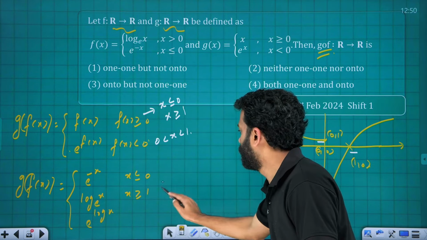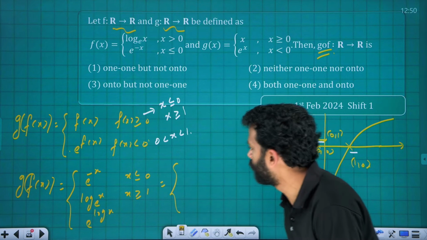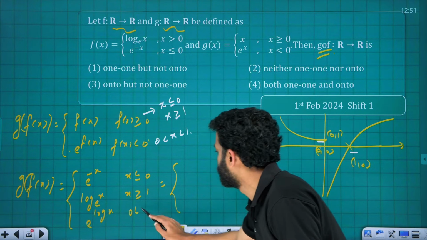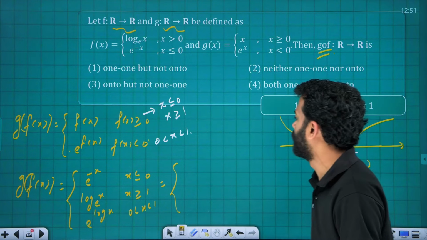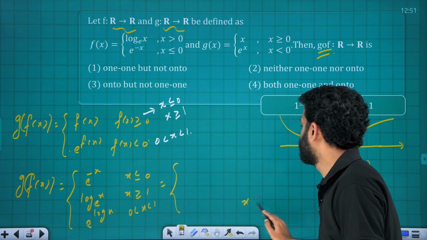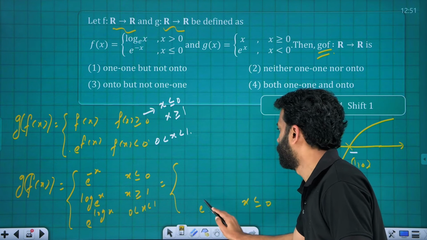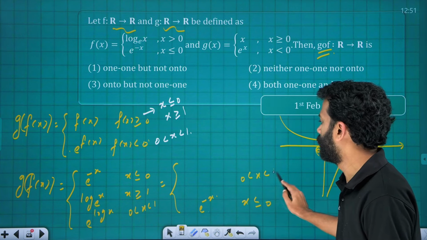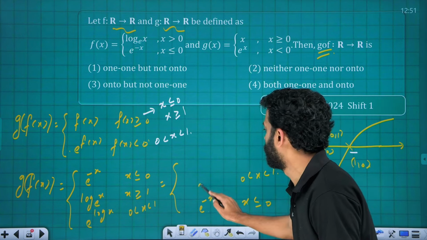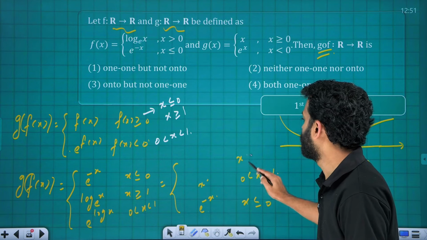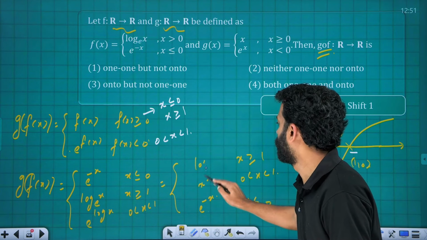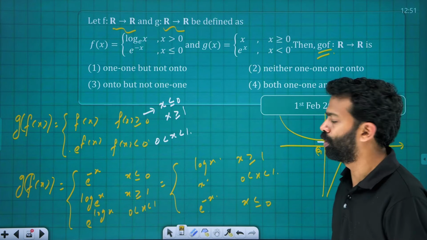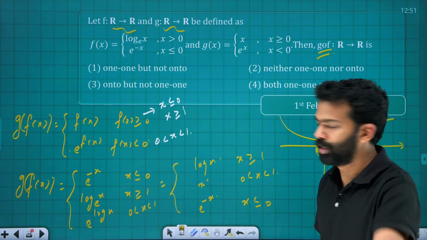If you formulate it, g of f of x will be, between 0 and 1, x less than or equal to 0. In the respective order, I am writing this e raised to minus x. Between 0 and 1, it will be e raised to log x, which is x. And for x greater than or equal to 1, it will be log x. We need to plot this, only then you will get an idea about whether it's 1-1 or many-1. Okay, so let's start.